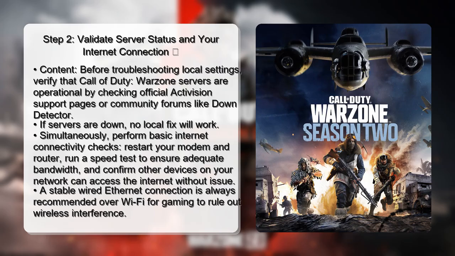Step 2: Validate server status and your internet connection before troubleshooting local settings. Verify that Call of Duty Warzone servers are operational by checking official Activision support pages or community forums like Downdetector. If servers are down, no local fix will work. Simultaneously perform basic internet connectivity checks. Restart your modem and router. Run a speed test to ensure adequate bandwidth and confirm other devices on your network can access the internet without issue. A stable wired Ethernet connection is always recommended over Wi-Fi for gaming to rule out wireless interference.